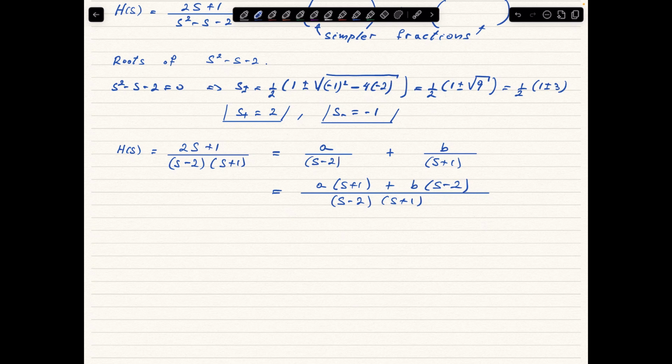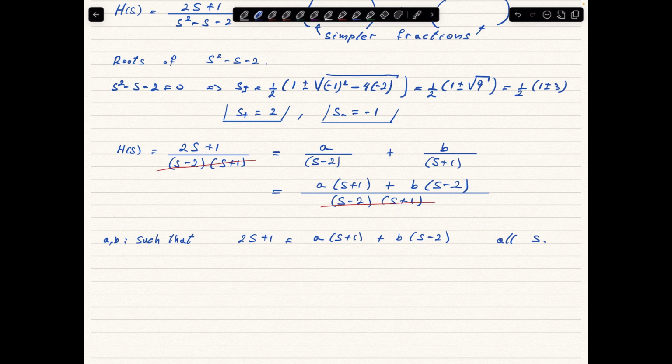Because we have the same denominator, the numerators have to be the same. One way to say it is we can simplify the denominators. And then a and b have to be such that the following equation holds: 2s plus 1 has to be equal to a times (s plus 1) plus b times (s minus 2), and it has to be true for all s.